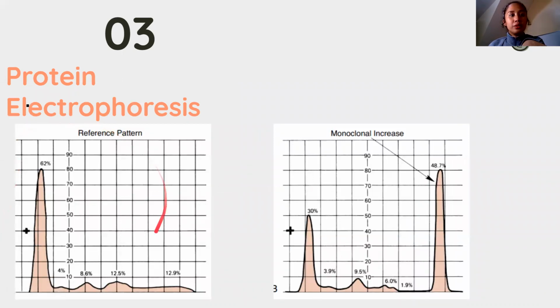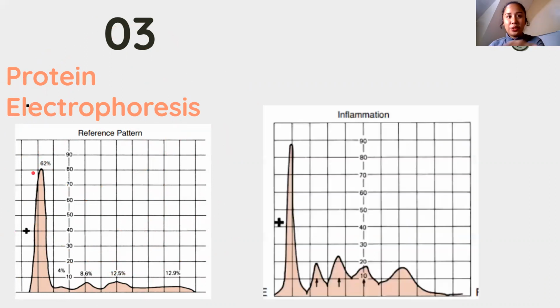Class, here on the left, facing me, this is the reference pattern. This is the reference pattern of the densitometric measurement of protein. The highest peak is usually your albumin level. Over here are the alpha-1, alpha-2, beta, and gamma areas. If the albumin goes up or down, or if the others go up or down, it could signify different diseases.